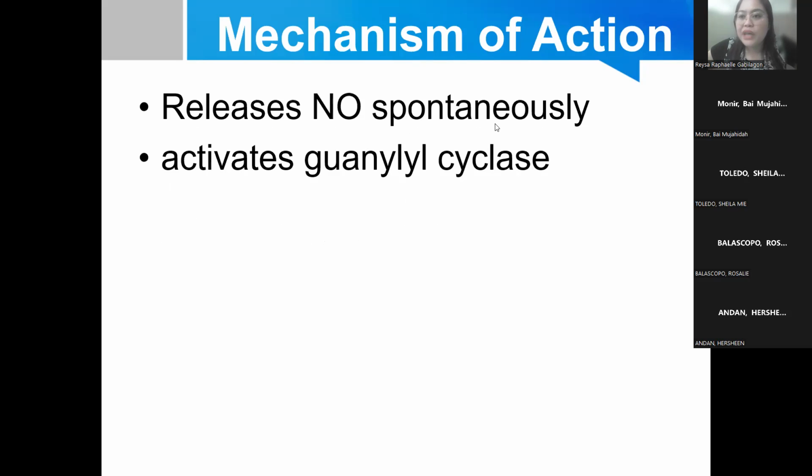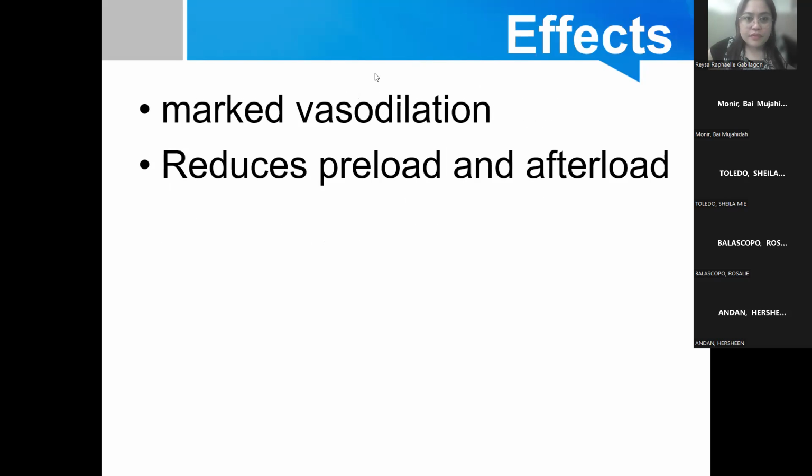This is the enzyme we need to produce this endogenous substance, nitric oxide. Okay? So there will be marked vasodilation and everything will be reduced.